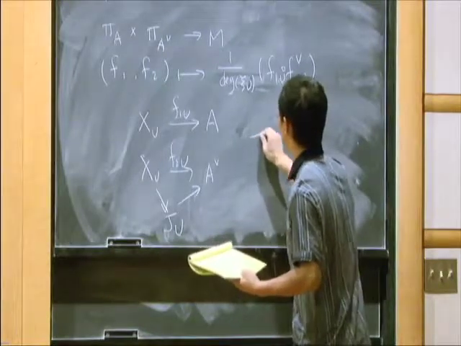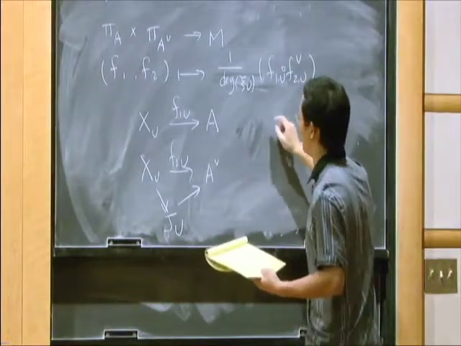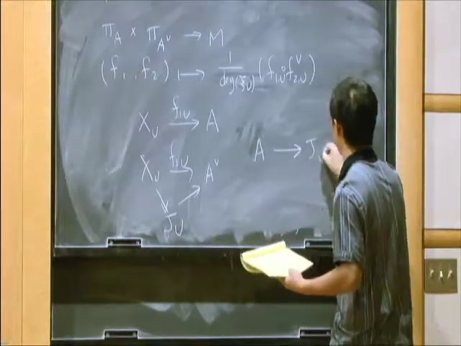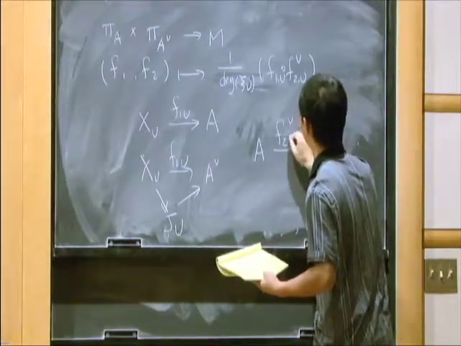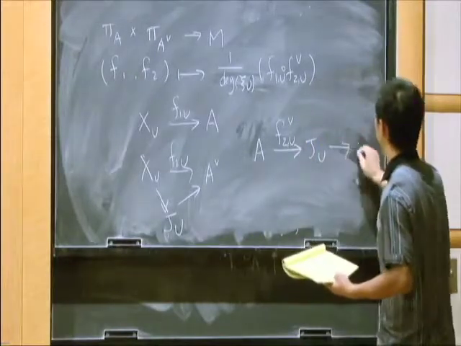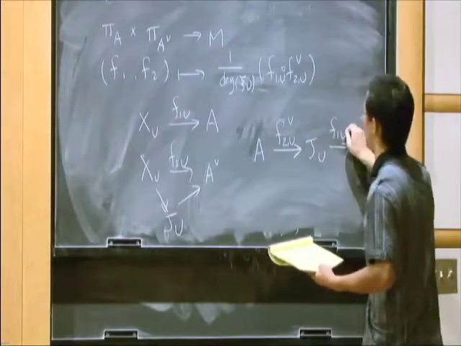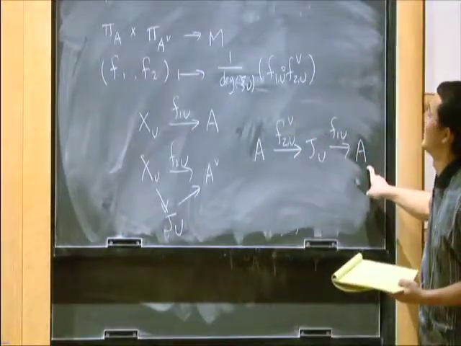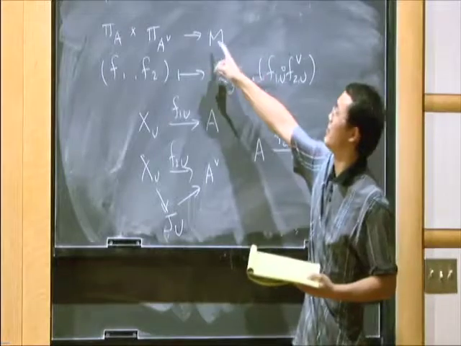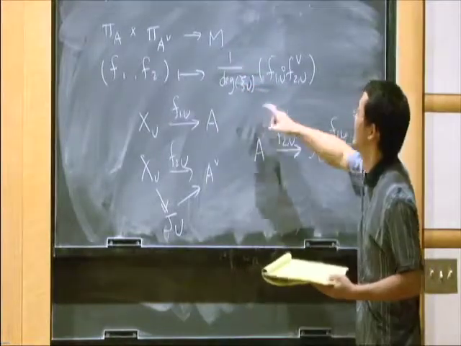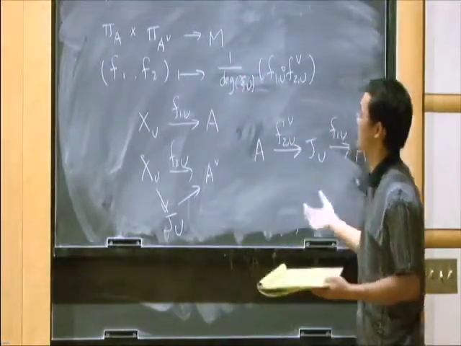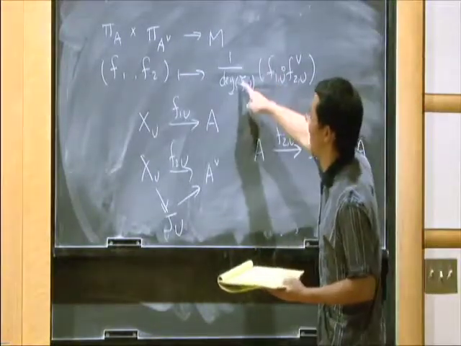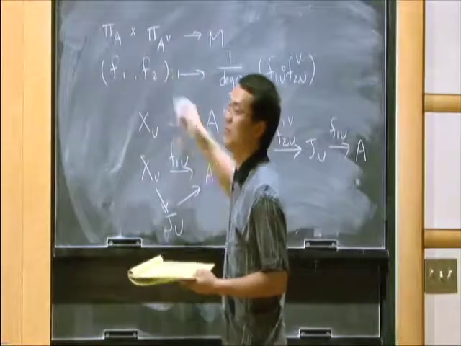So now we want A to JU, this is F2U dual, and then to A, this is F1U. Now we take that composition, we get a map from A to A, and by definition, this is an element of M. And this is just a normalizing factor between different levels. By this normalization, it does not depend on U. Then this is a duality map.